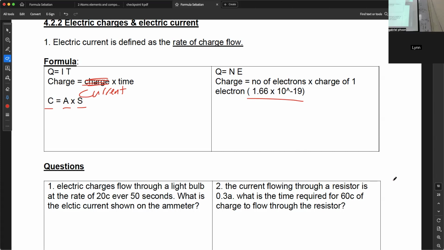You tried to teach me my answer wrong. No. What's the answer? 7 point something times 10 to the power of 19.